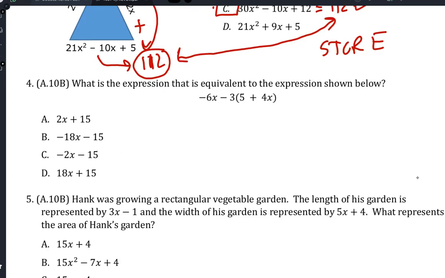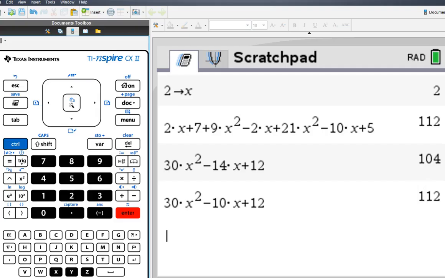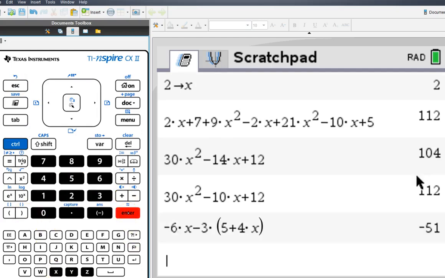Same thing on this one. We have multiple choice, so we're going to use store. We still have x, so we're going to keep 2 as x. We don't have to change that because we've already had it in there. So I'm going to go to the calculator, and now then I'm going to type in negative 6x minus 3 parentheses 5 plus 4x. Close parentheses, hit enter, and you get negative 51.